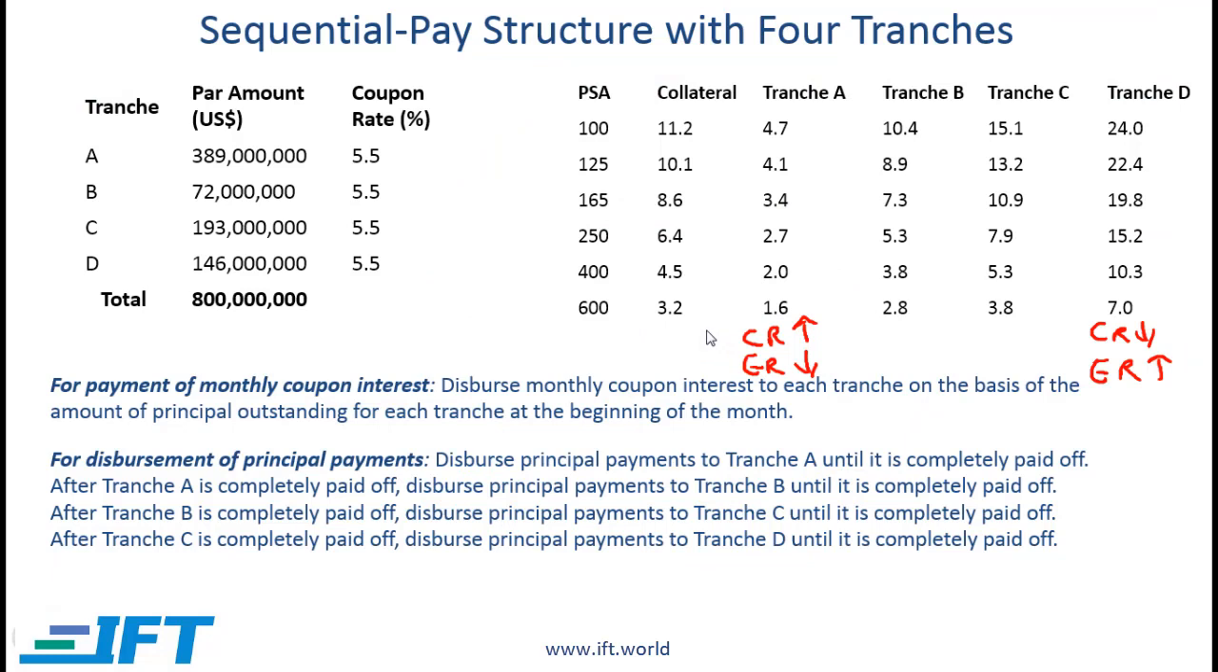To summarize the main point then, with tranche A, the contraction risk is high and extension risk is low. With tranche D, the contraction risk is low and extension risk is high. With tranche D, this contraction risk protection comes because of tranches A and B, which are taking on the higher contraction risk. And with tranche A, the extension risk protection is coming because of tranches C and D, which are taking on higher extension risk.